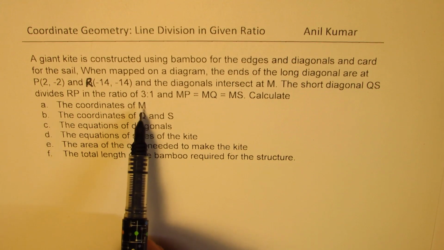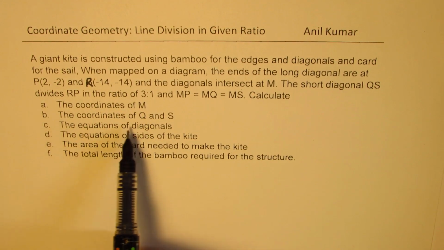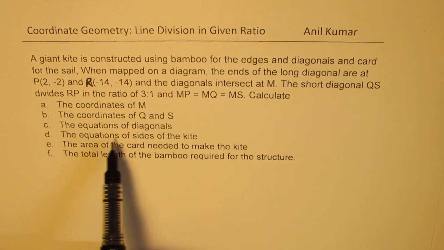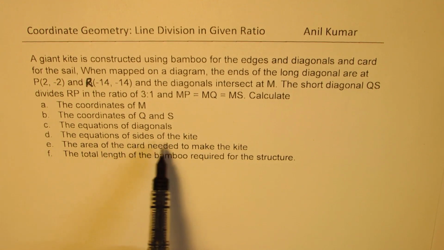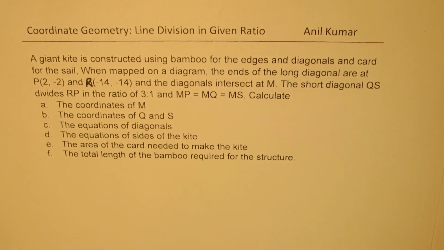Calculate the coordinates of M, the coordinates of Q and S, the equation of diagonals, the equation of sides of the kite, the area of the card needed to make the kite, and the total length of the bamboo required for the structure. So it has a lot of stuff in it. We'll try to see how to solve such a question.